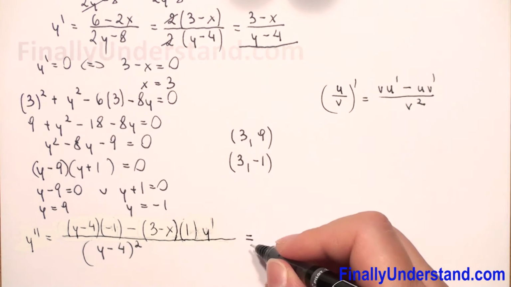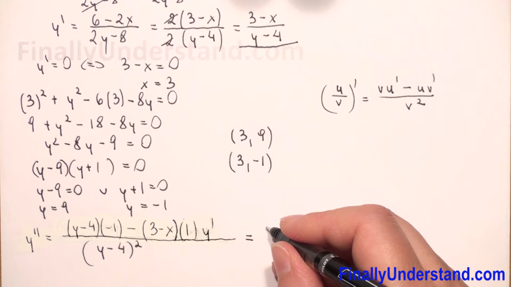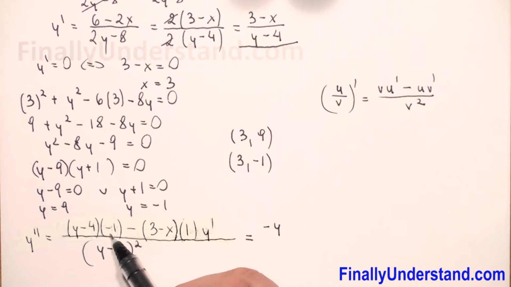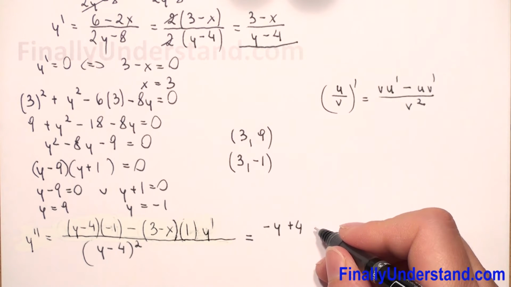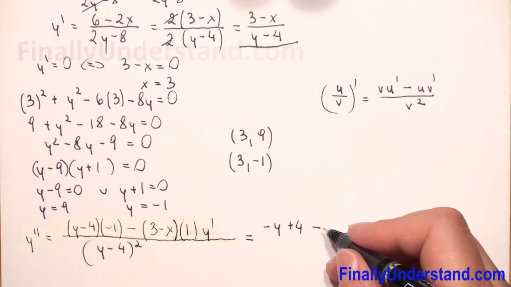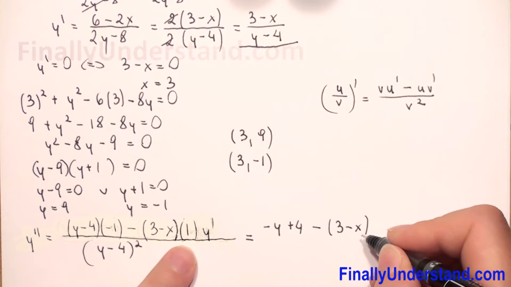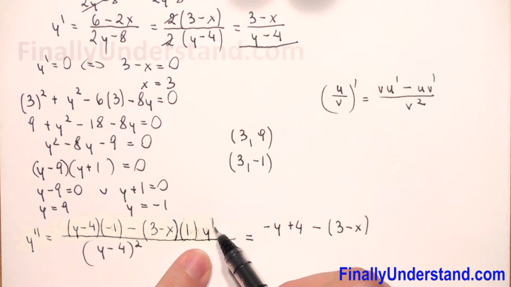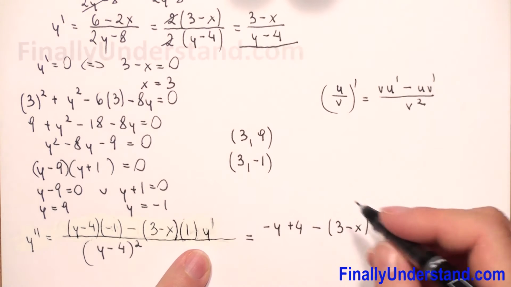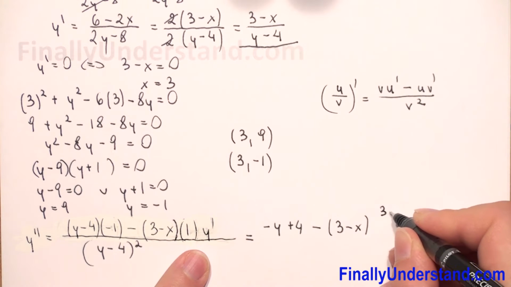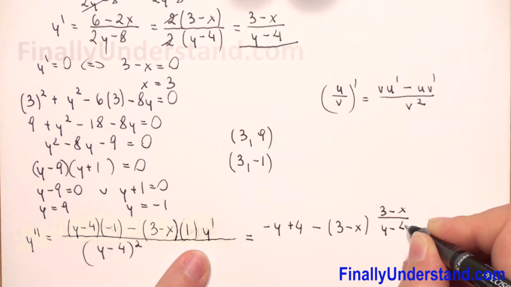So this is equal to negative 1 times y, which is negative y. Negative 1 times negative 4 is positive 4, minus, and we have in parentheses 3 minus x, and y prime we can replace by our formula. So it will be (3 minus x) over (y minus 4).